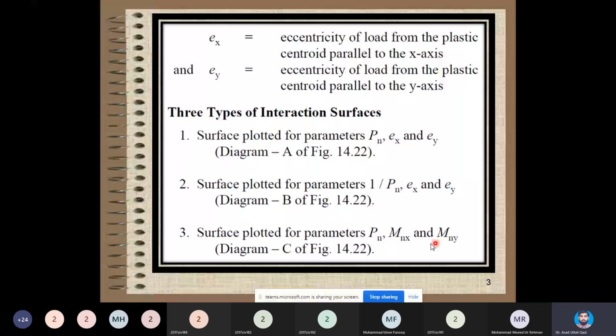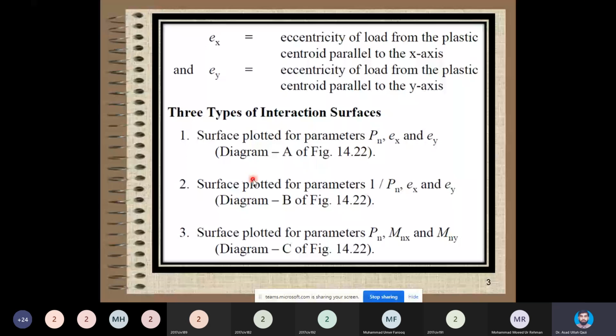Normally, if a surface is plotted between load and movements, we understand it as the extension of the load and movement curve for uniaxial bending. So the third surface, which is very commonly used, is quite familiar to us, but only the extension is now there: two movements are present. But the first surface, between load and eccentricities, may become useful in one of the empirical methods if we have such a surface.